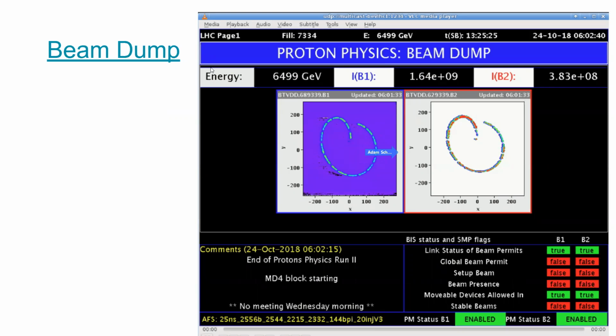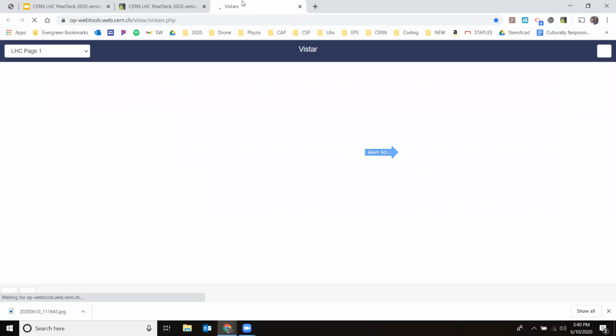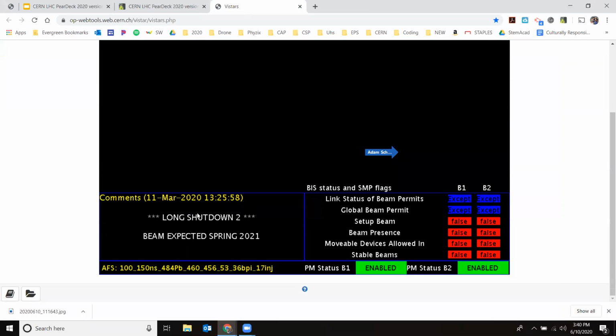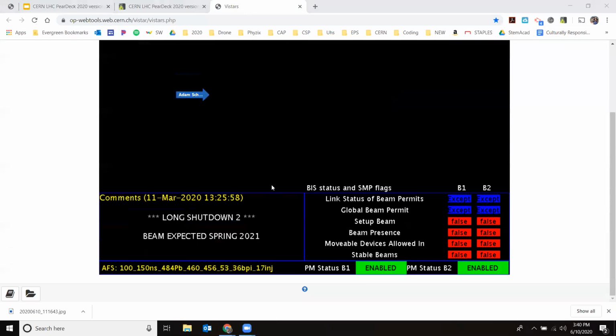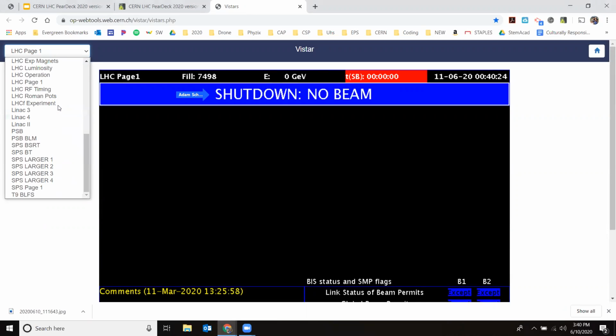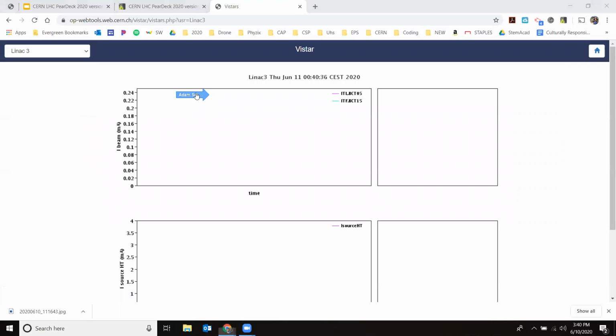That's cool. Right now, let's go there. You can literally go see what's happening right now. This is the long shutdown. In Spring 2021, they're going to open up, bigger magnets, bigger awesomeness. And you can always go see the beam status, which is really cool. Anybody can do this. What else do you want to know? Let's do CHS. See, it's going down, right? So there are no particles in it right now.